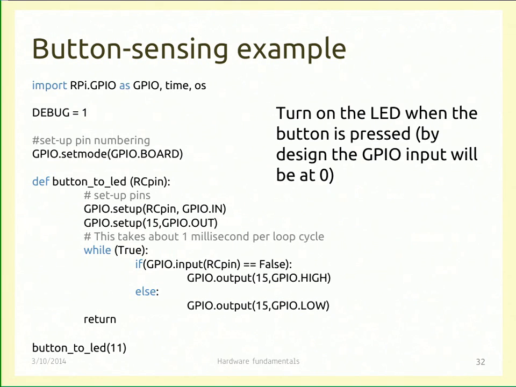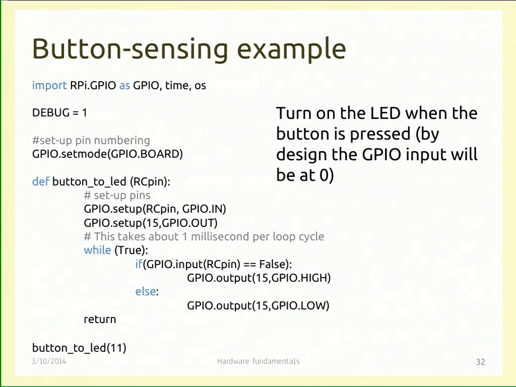Same as before, so we set the numbering mode at the board, 1. We have also here a function that takes the number of the pin. And first, we set the GPIO pin from which we want to read the button as an input, because in this case, it's just an input. On the other hand, we want to set up the pin that we use to drive the LED as an output.